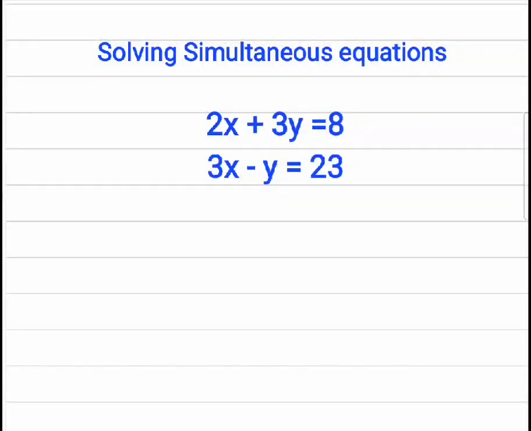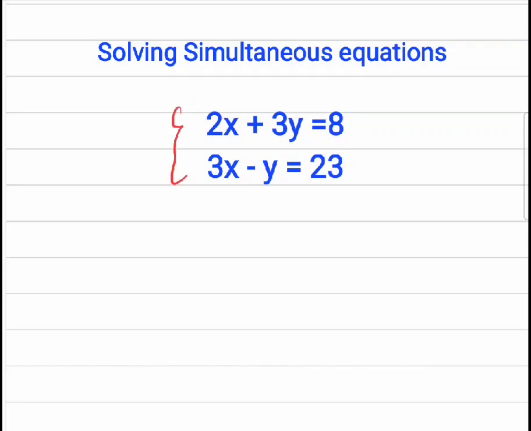Ways to solve simultaneous equations. In this video, we're going to do a method called elimination, and in the next one, we're going to do substitution. So there's two different ways. And first off, a simultaneous equation is a pair of two equations that looks like this.